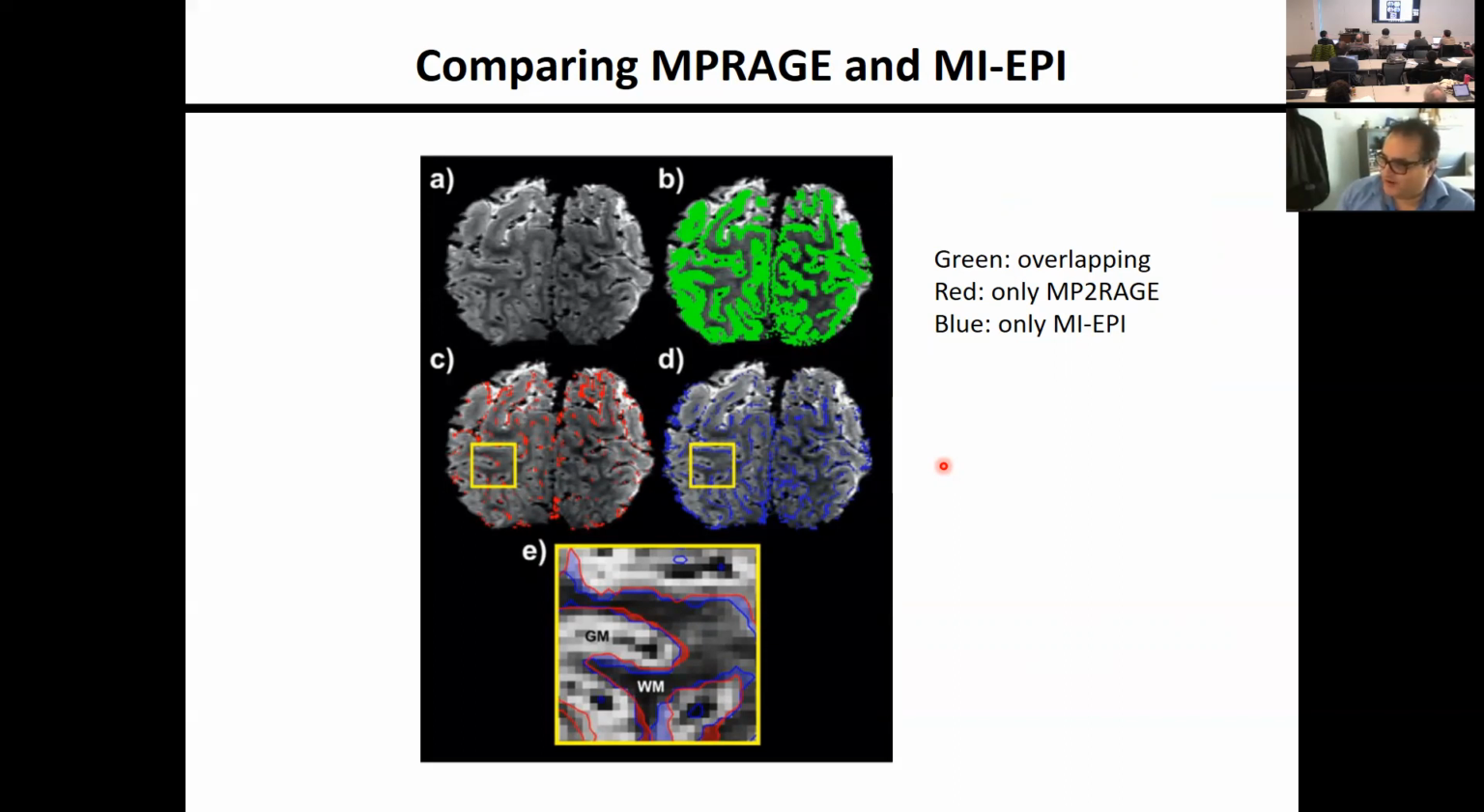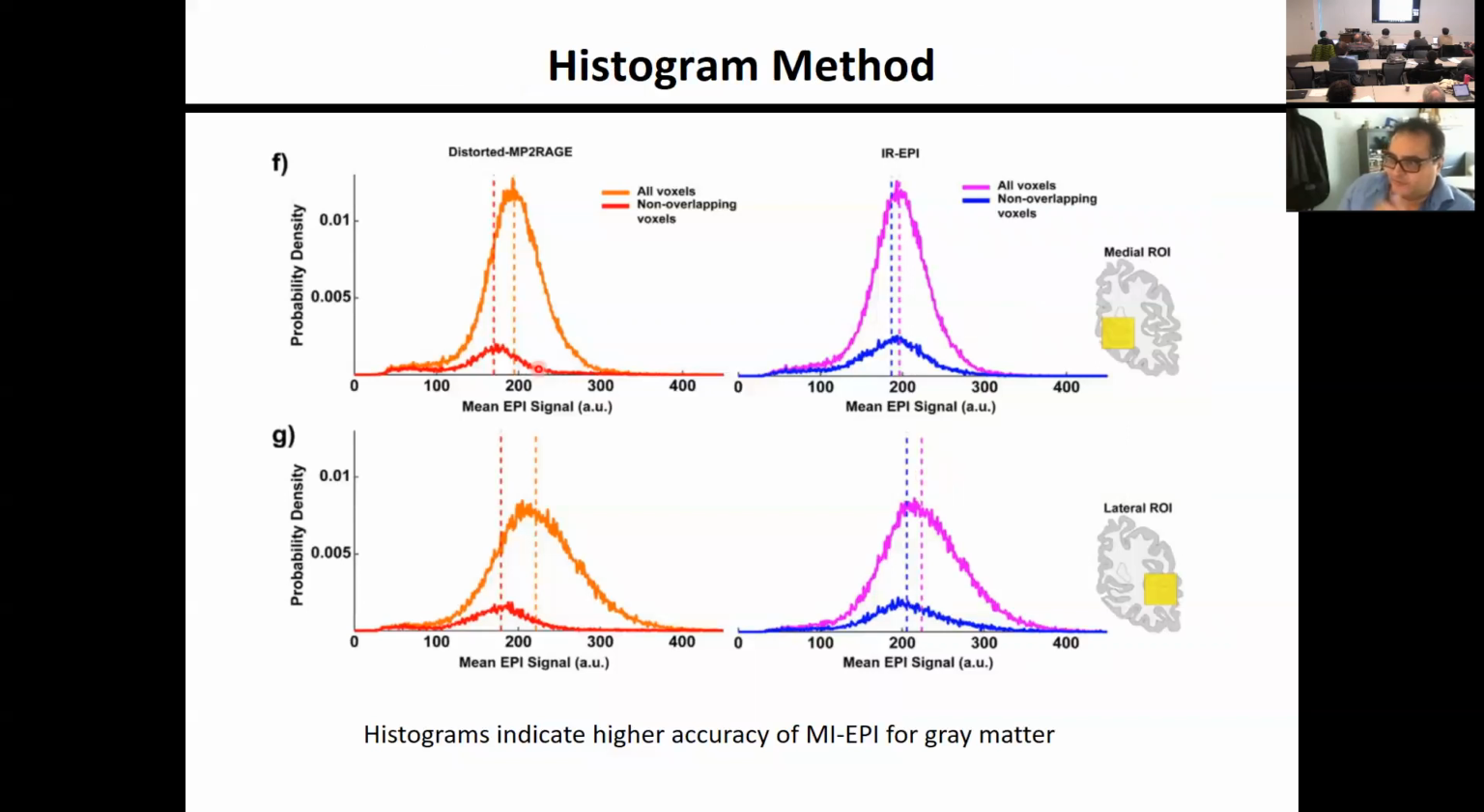If you don't know the ground truth, how do you actually decide which one is the right way? The right way is to collect plausibility and evidence. And this is what we did in the next slide. This is shown here. So this is for a certain ROI. What you see is the number of voxels, probability density.